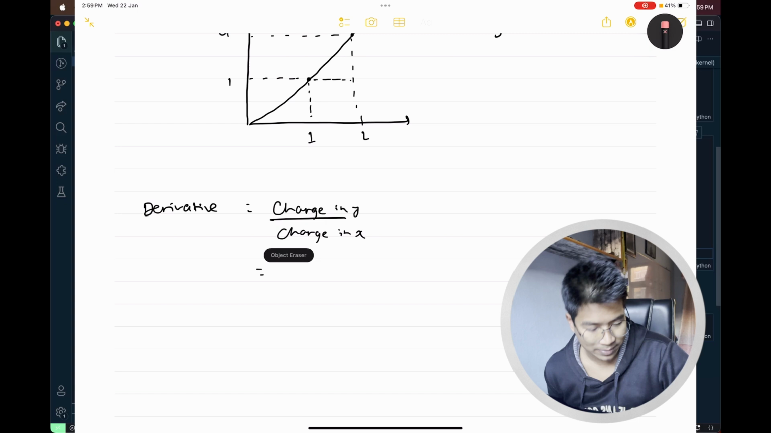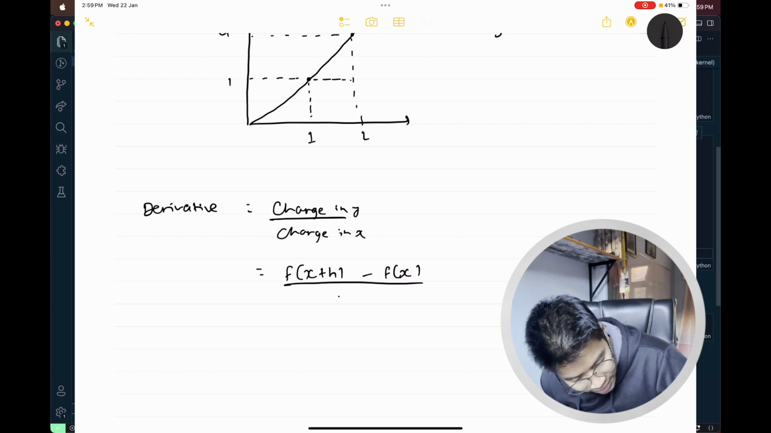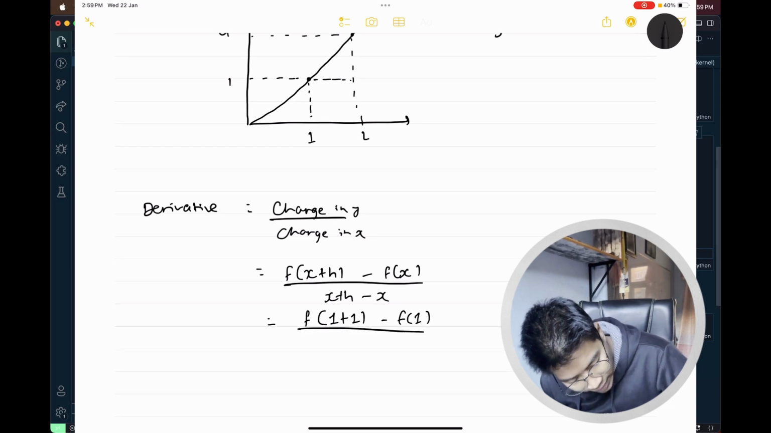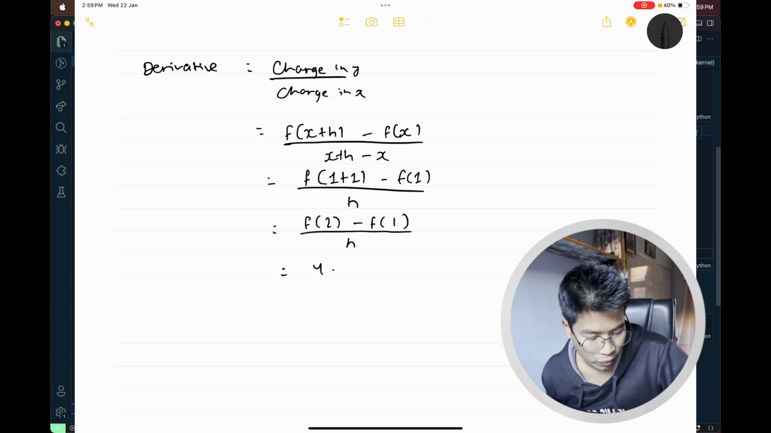Change in y is basically this guy, f of x plus h minus f of x, divided by change in x, which is x plus h minus x. That is the function of 1 plus 1 minus the function of 1, divided by h, which is the function of 2 minus function of 1 divided by h. You know that h is just 1. Function of 2 is 4, minus 1, divided by 1, which will give you a 3.